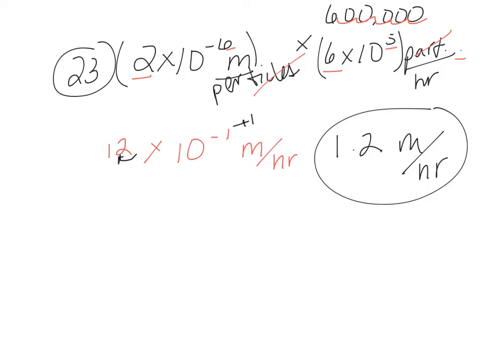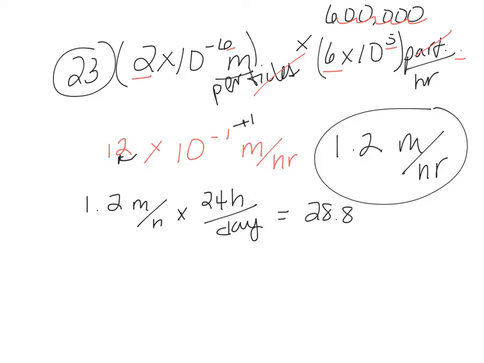That's the first part. Now we're going to take the meters per hour, and we're going to figure out how many meters per day. So now it's 24 hours per day. And when you do 1.2 times 24, and you can do that over to the side, you're going to get 28.8 meters per day, because our hours cancel, which is in proper scientific notation 2.88 times 10 to the first meters per day.